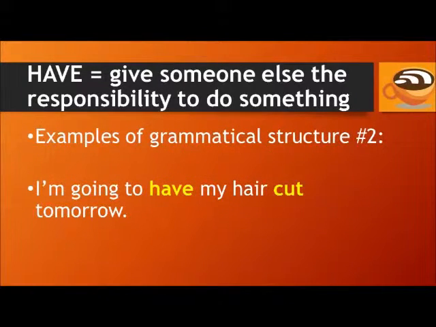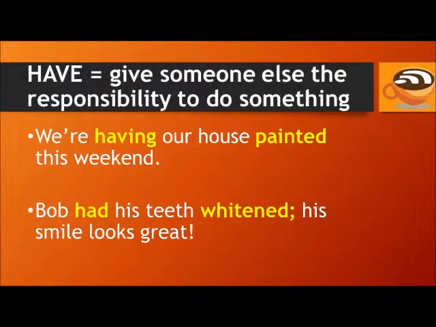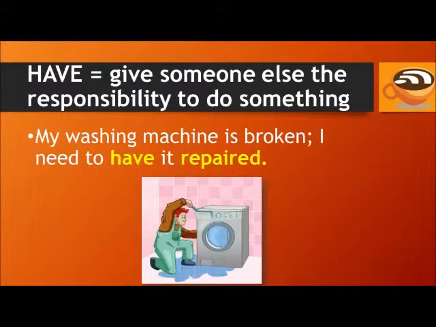And here are some examples of grammatical structure number 2. I'm going to have my hair cut tomorrow. In this structure, we don't say who cuts the hair, but the hair will be cut by somebody. We're having our house painted this weekend. Again, we don't say who does the action. We focus more on the object, the receiver of the action, our house, which will receive the action of being painted. Bob had his teeth whitened. His smile looks great. My washing machine is broken. I need to have it repaired.